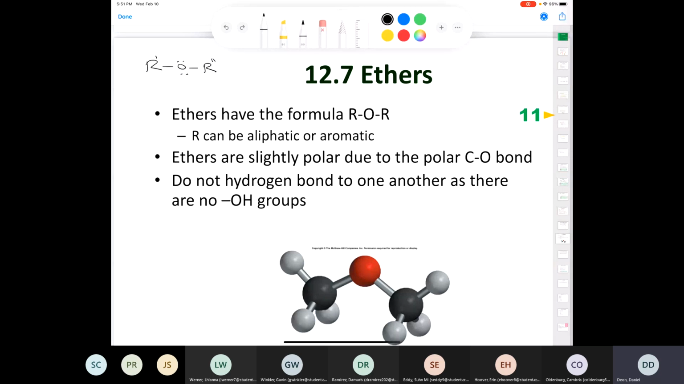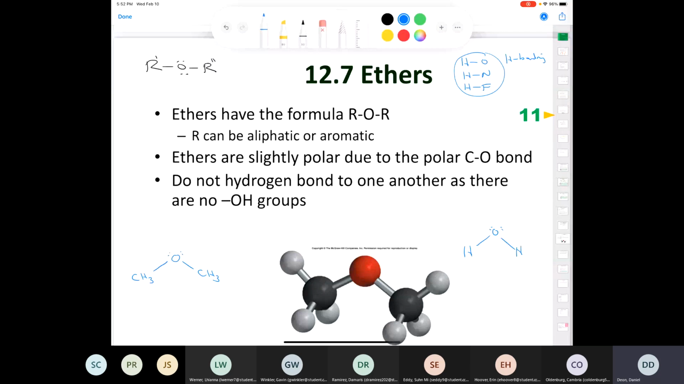Now it says here that ethers are slightly polar due to the carbon-oxygen bond. They do not hydrogen bond with one another because there are no oxygen-hydrogen bonds, right? We know that for hydrogen bonding, you have to either have a bond between hydrogen and oxygen, hydrogen and nitrogen, or hydrogen and fluorine. These are what are needed for hydrogen bonding. If I just draw the ether that's shown down here, this is dimethyl ether. I'll write it like this. Okay, I have a bond to the oxygen, another bond to the oxygen, and I also have two lone pairs. Think about water. You know that water has a bent geometry.